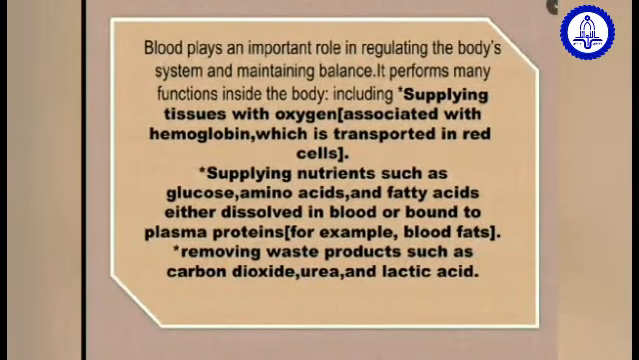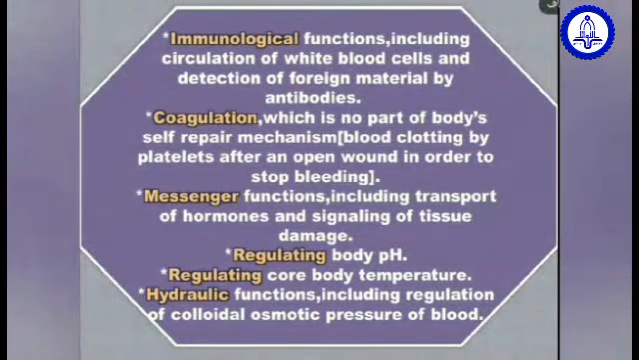Blood plays an important role in regulating the body's systems and maintaining balance. It performs many functions inside the body, including supplying tissues with oxygen associated with hemoglobin, which is transported in red cells; supplying nutrients such as glucose, amino acids, and fatty acids, either dissolved in blood or bound to plasma proteins, for example, blood fats; removing waste products such as carbon dioxide, urea, and lactic acid. Immunological functions, including circulation of white blood cells and detection of foreign material by antibodies. Coagulation, which is part of the body's self-repair mechanism.